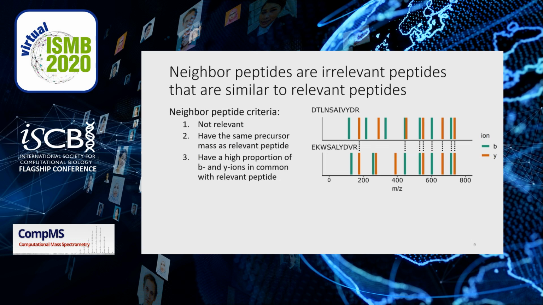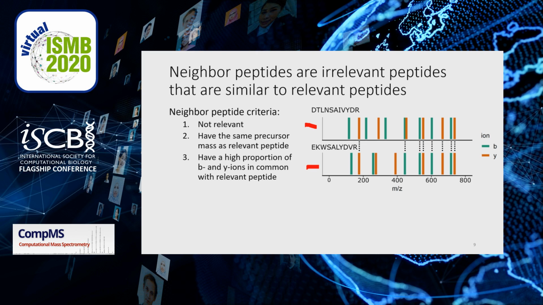peptides. Neighbor peptides are uninteresting peptides that are similar to relevant peptides in the sense that they have the same precursor mass as a relevant peptide, and they share a high proportion of b and y ions in common with the same relevant peptide. We have an example shown here on the right where the top peptide is an irrelevant yeast peptide and the bottom peptide is a relevant human peptide. As you can see by these dotted dashed lines between the two theoretical spectra, these two peptides share a large number of b and y ions in common. In fact, they share about 47% in common.